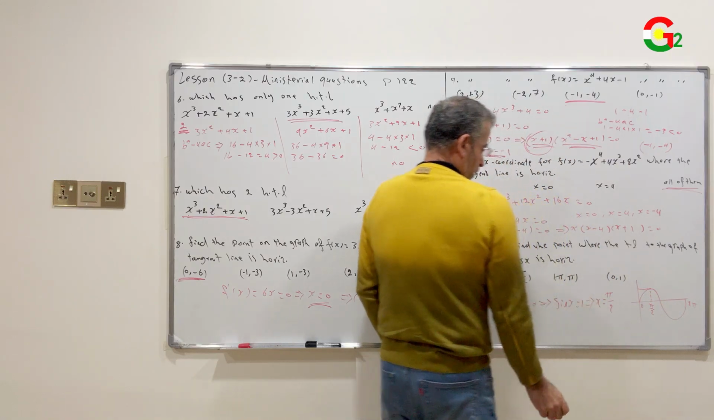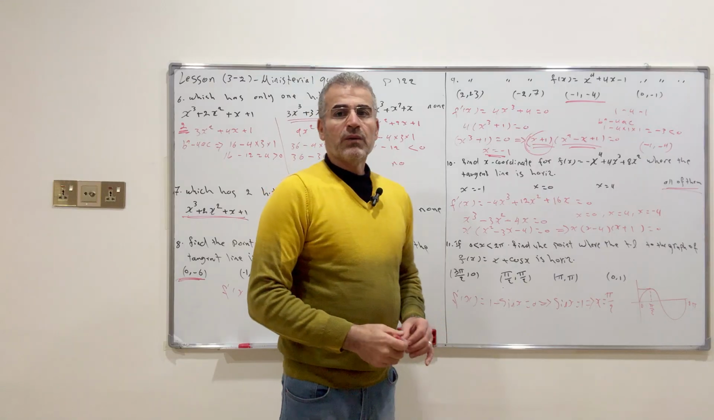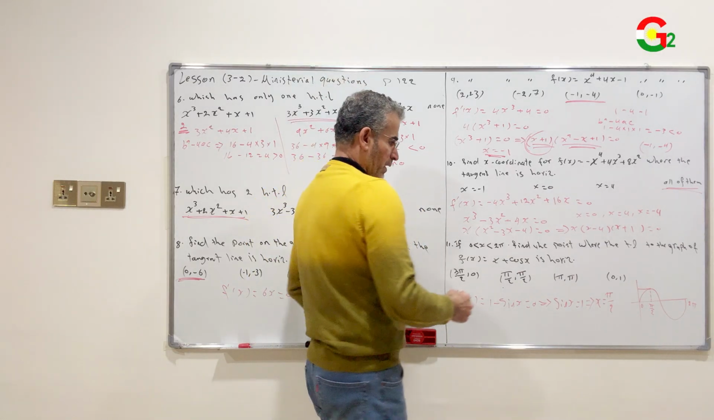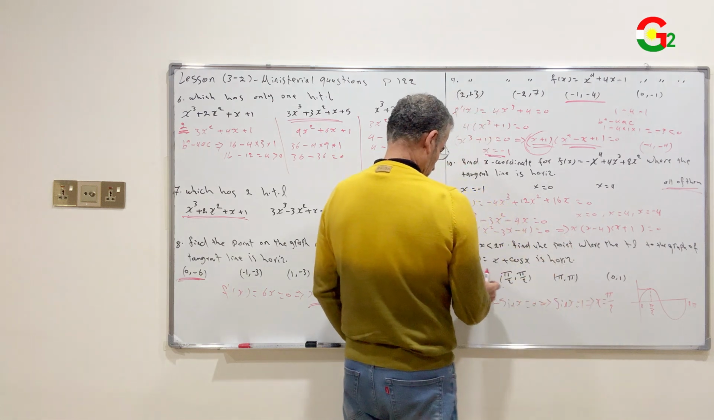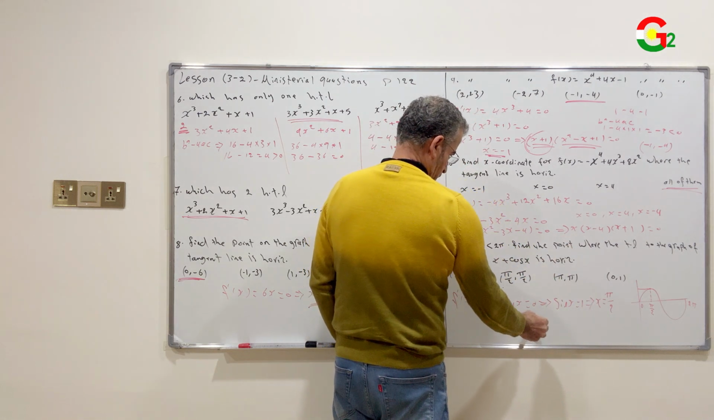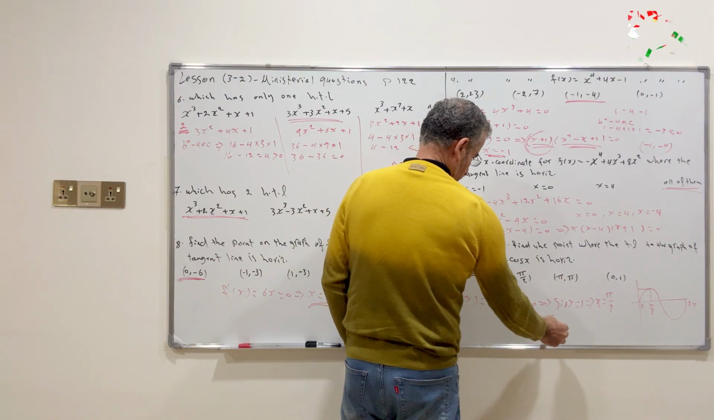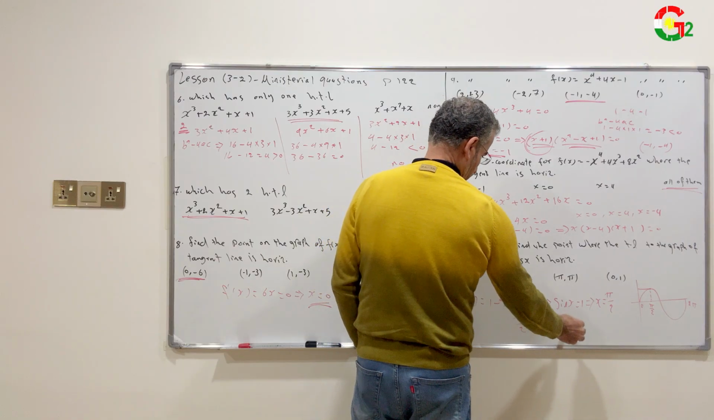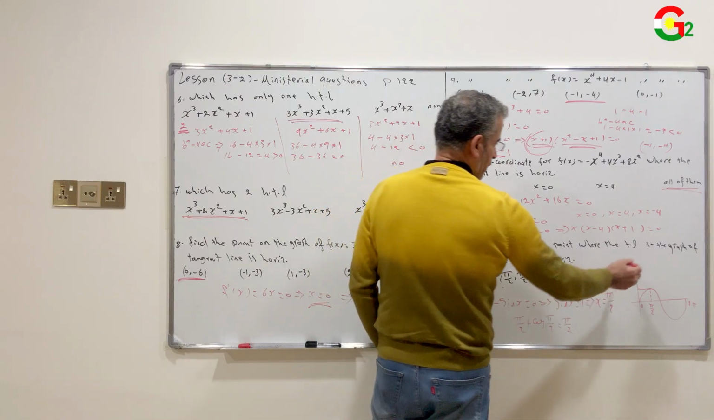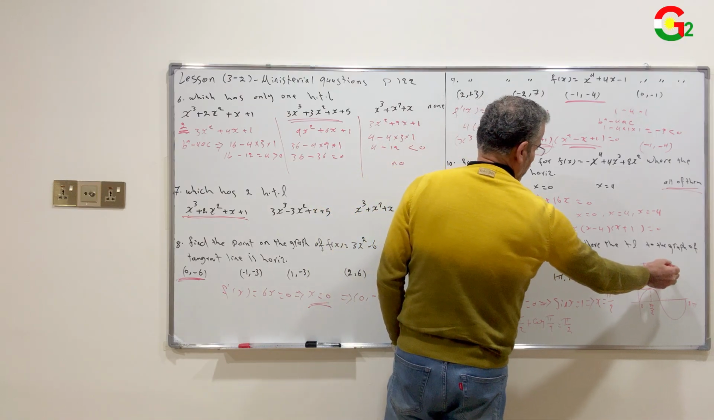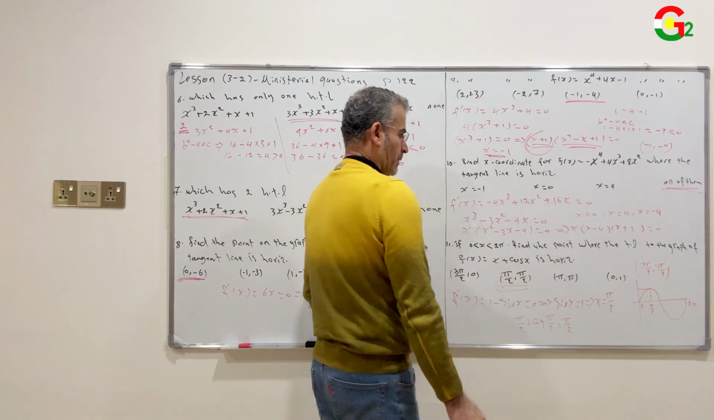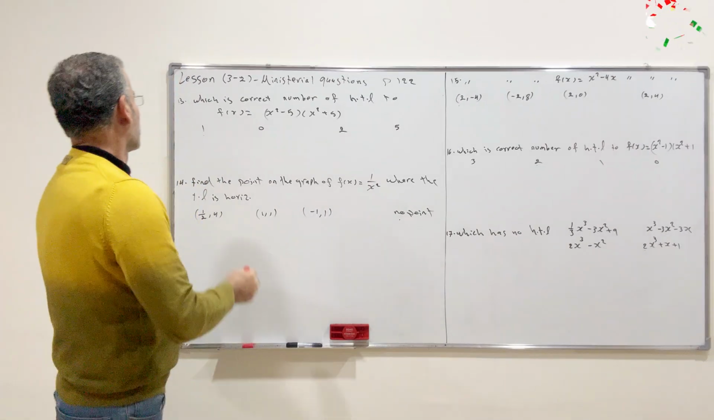Therefore, there is one point where that graph has a horizontal tangent line. To find the y coordinate, substitute pi over 2 in the function. Pi over 2 plus cosine pi over 2. Cosine pi over 2 is 0. So the result is pi over 2. The point is pi over 2, pi over 2. Choice B. Question number 13.